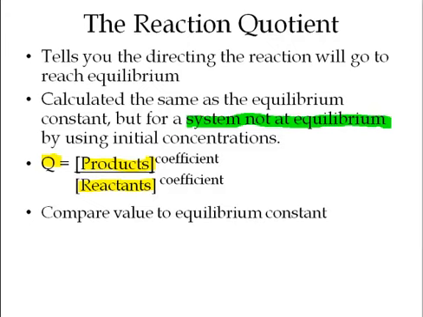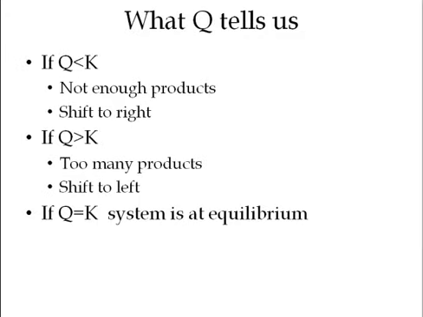Well, here's some general stuff, and you definitely want to get this down. All right, and I'll show you the Richardson way, the way I remember this. So if Q is less than K, that tells us there's not enough products, and so you get a shift to the right. So again, this is how I visualize it. I just think of what is K? K equals the products over the reactants, right? And so if Q is not as big, so let's say for K we get a value of 10, right? Now when I calculate Q, let's say I get a value of 1. Just to make this simple, let's say the products is 10 and the reactants is 1.